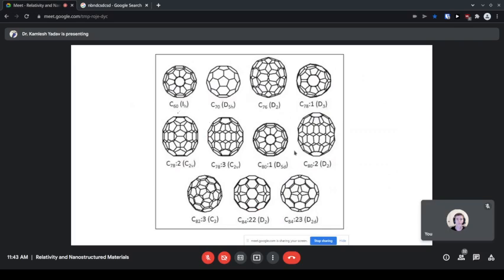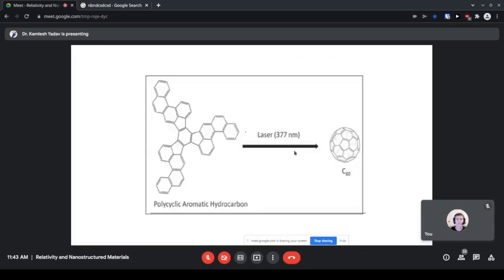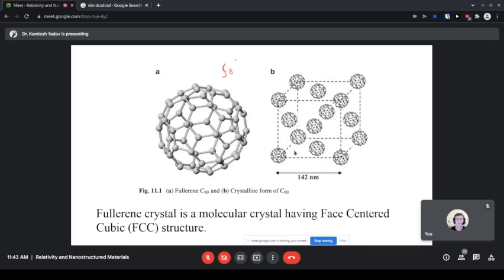There are various types of fullerenes, like C60, C70, C75, and so on. You can obtain fullerene, for example, by considering a polycyclic aromatic hydrocarbon and incident laser light, and then these hydrocarbons can combine in the form of a ring. And if you obtain it in a solid or powder form, then it will arrange like this.